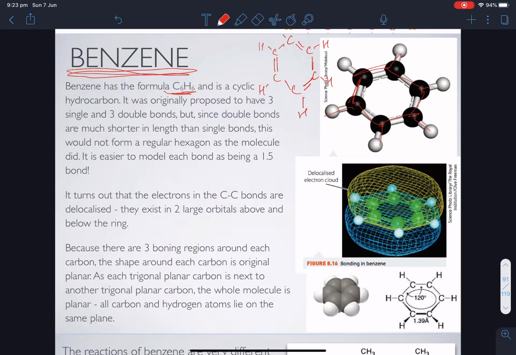We've talked about bond length before and how a double bond is always shorter than a single bond. And a triple bond is shorter even again. So that would make every second bond in the molecule shorter. So it couldn't be a regular hexagon if that was true.